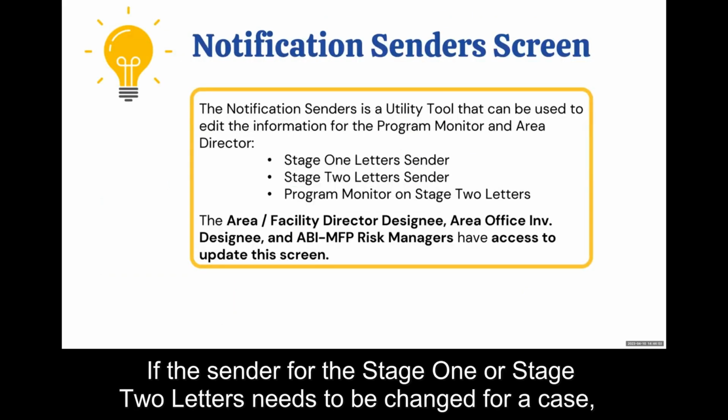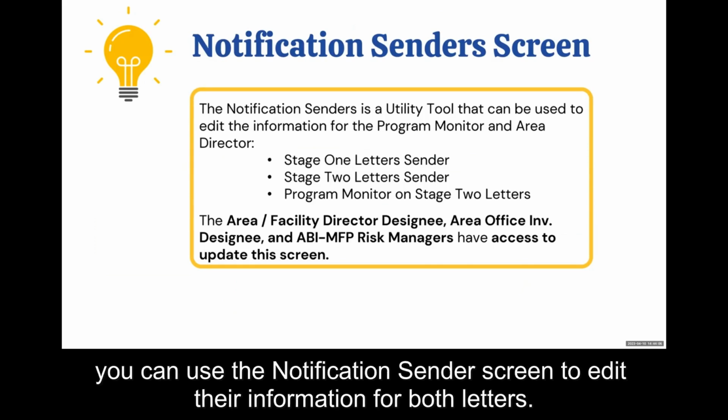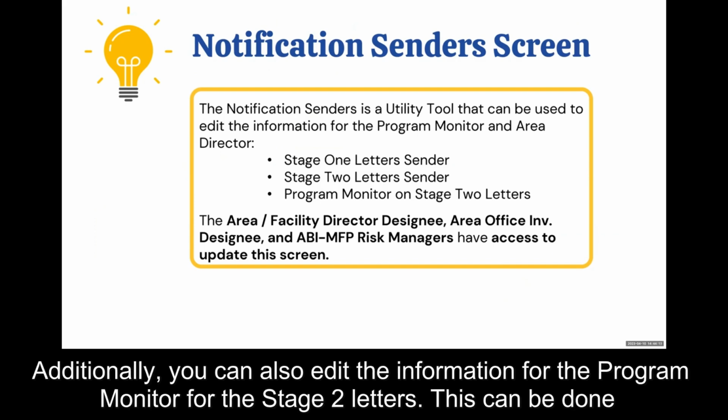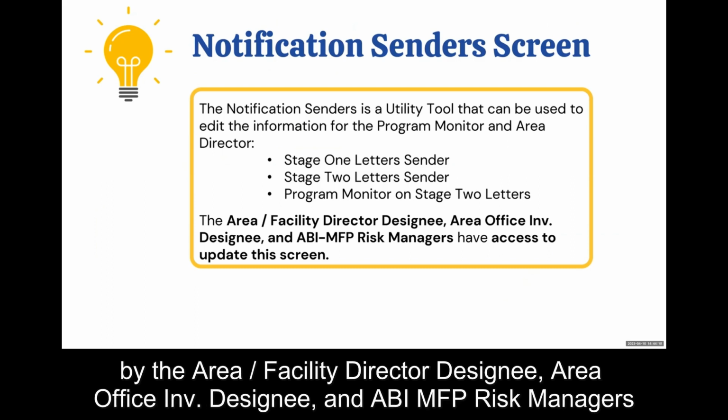If the sender for the Stage 1 or Stage 2 letters needs to be changed for a case, you can use the notification sender screen to edit their information for both letters. Additionally, you can also edit the information for the program monitor for the Stage 2 letters. This can be done by the Area/Facility Director Designee, Area Office Designee, and the ABI MFP Risk Managers.